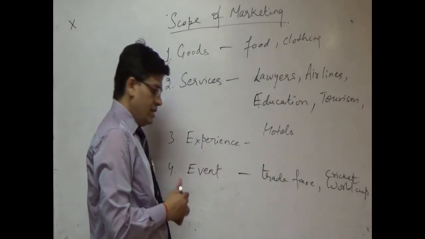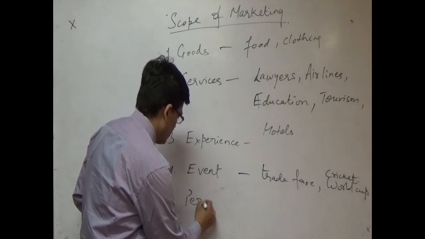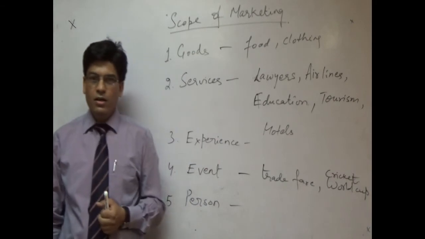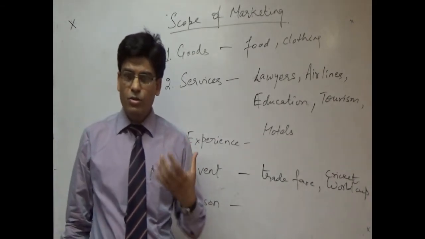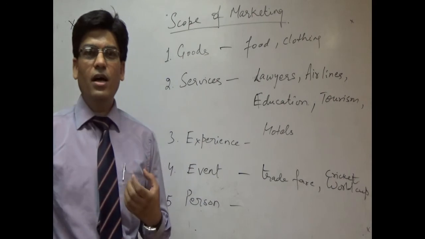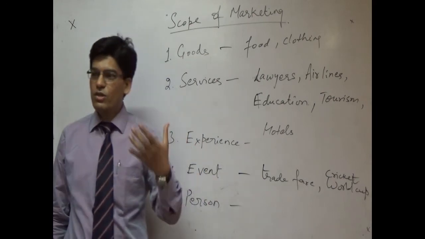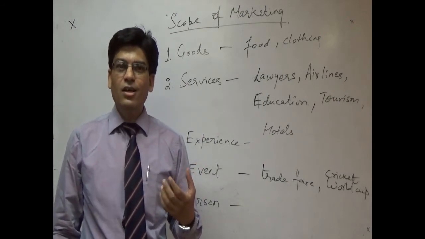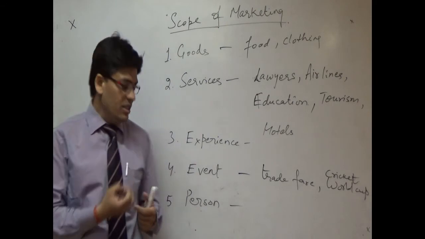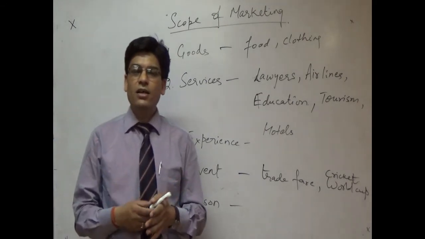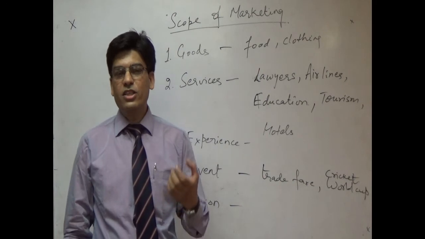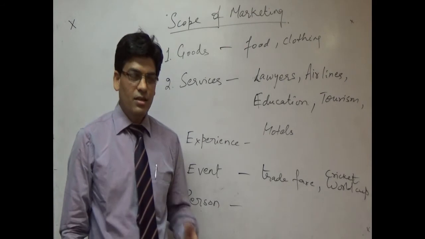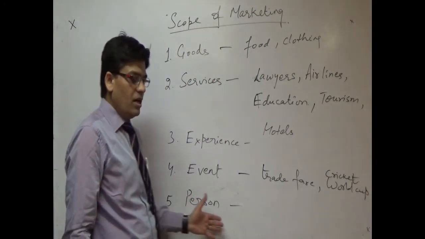Now, next is persons. When we talk about persons, for example, you must have seen various advertisements where people are saying something. For example, there was an advertisement of Boost years back where Sachin says, Boost is the secret of my energy. So these persons are endorsing those products. They are the brand endorsers, where the child will be thinking that drinking Boost will make him as strong as Sachin Tendulkar. So persons are also being marketed.